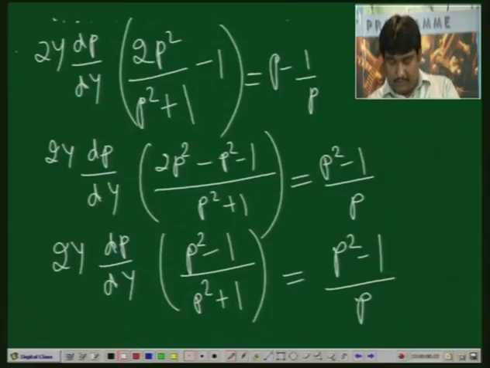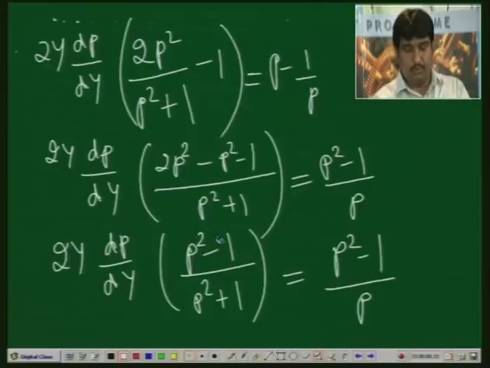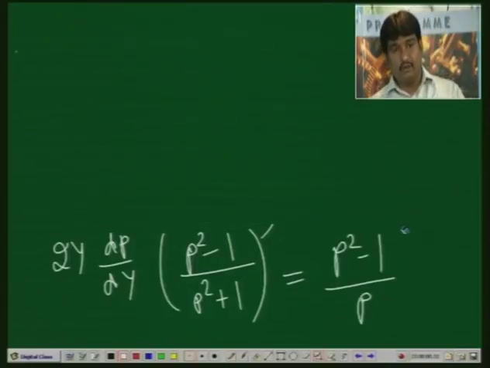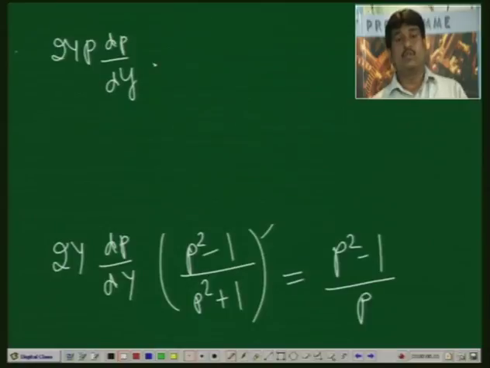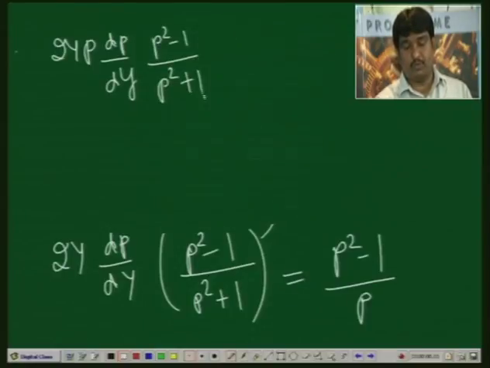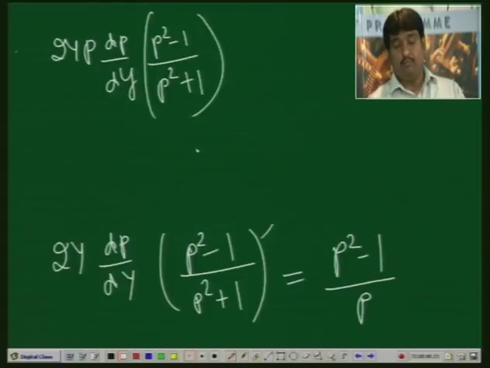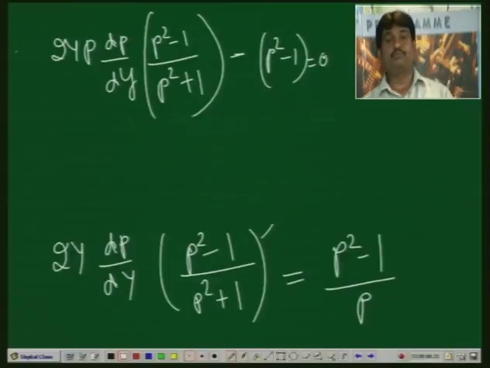Now simplify this. We have two factors here involving p square minus 1, so I can take it out to get a factor involving the derivative term dp by dy. Take this to the left hand side, multiply by p, you get 2yp into dp by dy into p square minus 1 divided by p square plus 1 minus of p square minus 1 equals to 0.